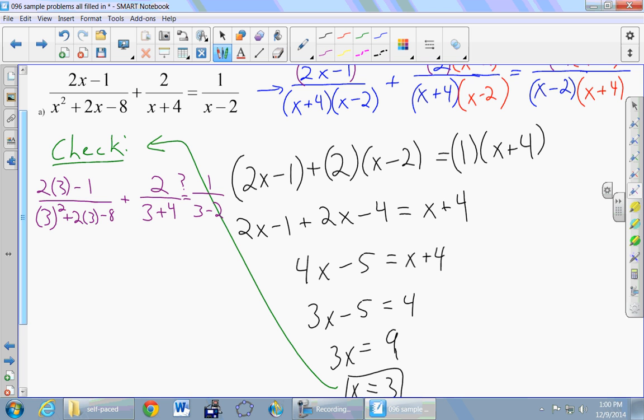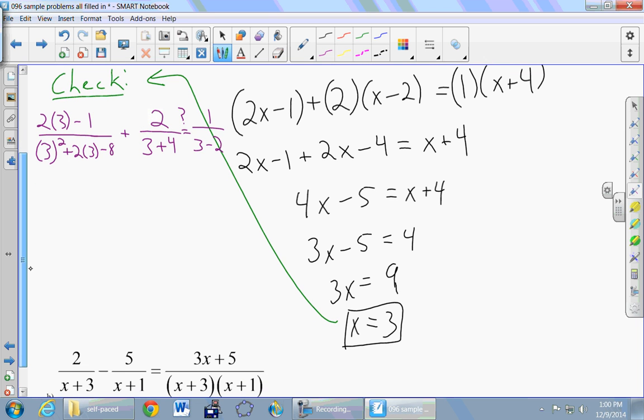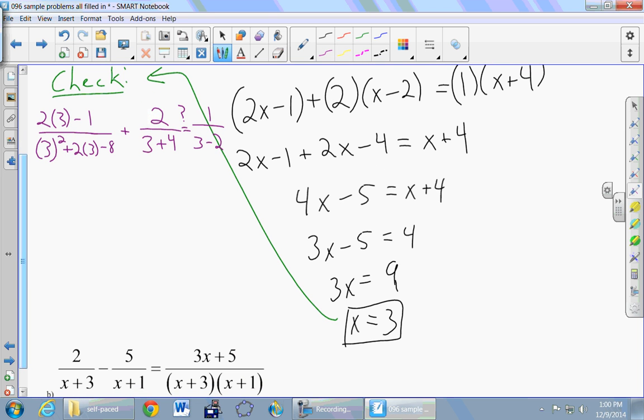And I said equals, but I don't really know. I'm hoping it's equal. But this is a check, so there's a question as to whether or not it's equal. Okay, so let's do all this arithmetic. Upstairs we get 5. Down here, 9 and 6 is 15 minus 8 is 7. 2 over 7 in the bottom equals question mark 1 over 1.